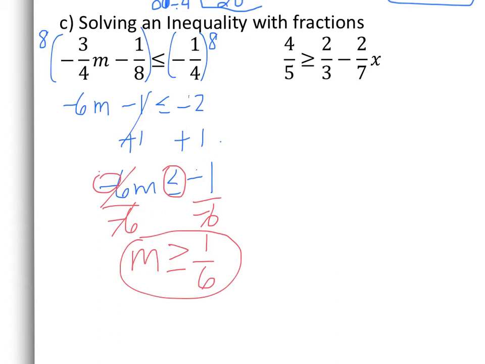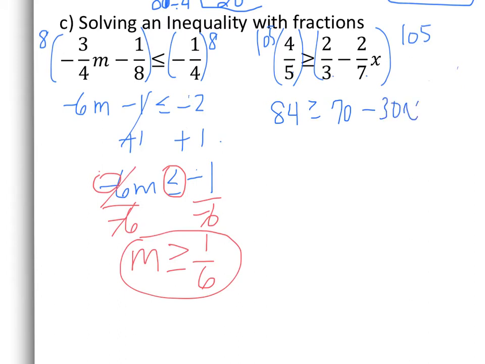And for the next problem, I'm going to multiply by 105 because that's the LCD of 5, 3, and 7. And 105 times 4/5 is 84. 2/3 times 105 is 70. -2/7 times 105 is -30. And then the x. And then I'm going to subtract 70 from both sides.